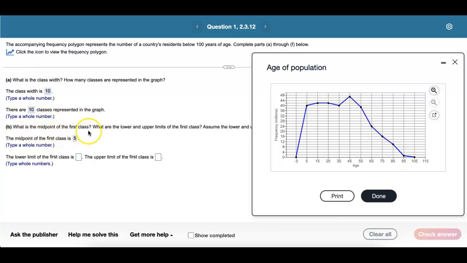What is the midpoint of the first class? And what are the lower and upper limits of the first class? Well, the first class is the first non-zero frequency. So that one would be here, and its midpoint is 5. But its lower and upper limits, remember, go from 0, including 0, but up to 10.